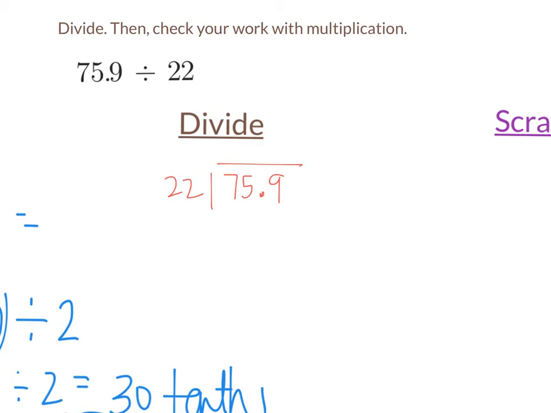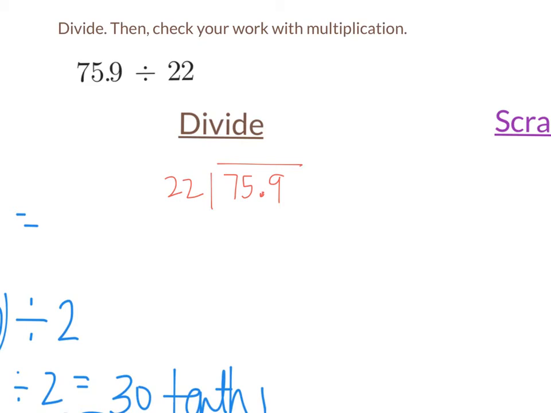I have to regroup it into 75 ones, right? Can I divide 75 ones into 22 groups? Yeah. How many times can we do it? Well, if I do it 1 time, how many will I use up? 22. If I do it 2 times, how many will I use up? 3 times? 4 times? So how many times can I do it? 3. Is it 3 tens or 3 ones?